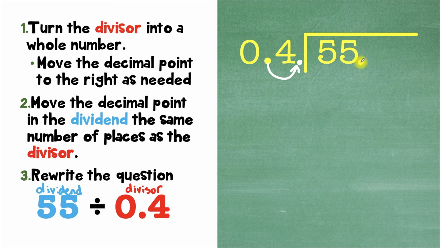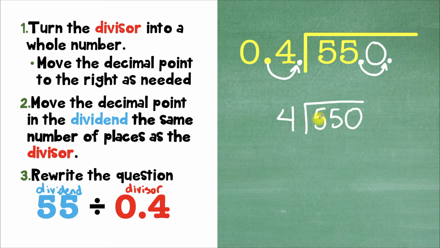And since I have to move this decimal point over one spot, I'll annex a 0. And then I'll move my decimal point. So it's now going to be here. So this is no longer 0.4, this is now just 4. And then this is no longer 55, this is now 550.